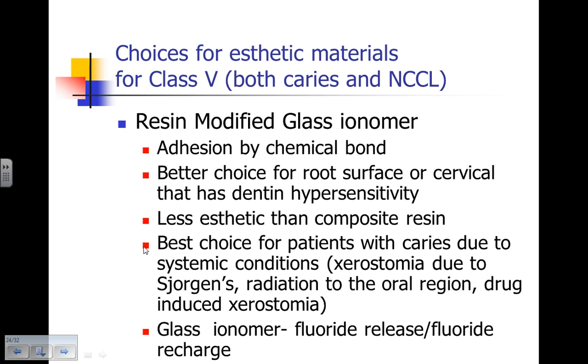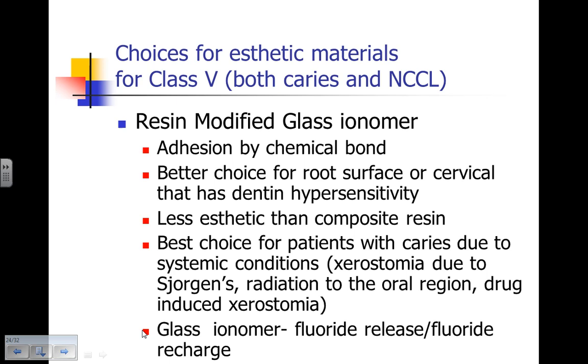We find that glass ionomers are a better choice for patients with caries, especially due to systemic conditions like xerostomia, due to Sjögren's syndrome, radiation to the oral region causing xerostomia, or drug-induced xerostomia. Currently, there are over 100 medications that patients take that can contribute to dry mouth. Glass ionomers have the additional benefit of fluoride release, and they're protective. They reduce the recurrence of decay around margins of teeth.